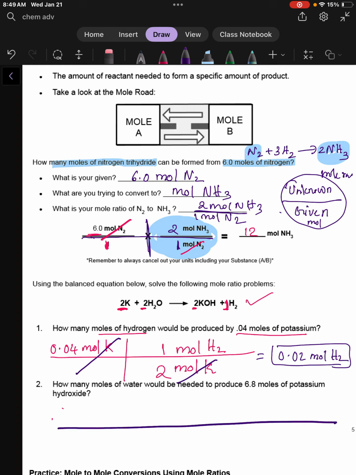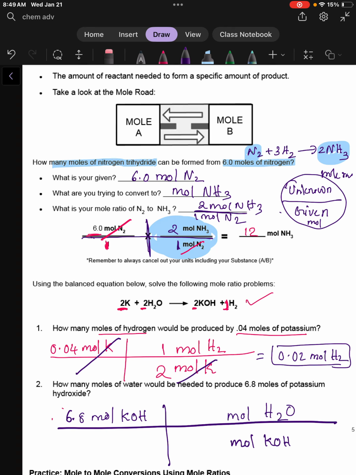Okay, try this one now. Given is what? 6.8 mole of potassium hydroxide. And copy that unit down. That will help you decide which one will go on the bottom. Moles of KOH on the bottom. And what is the unknown? You are looking for what? Moles of water. So water will be H2O.